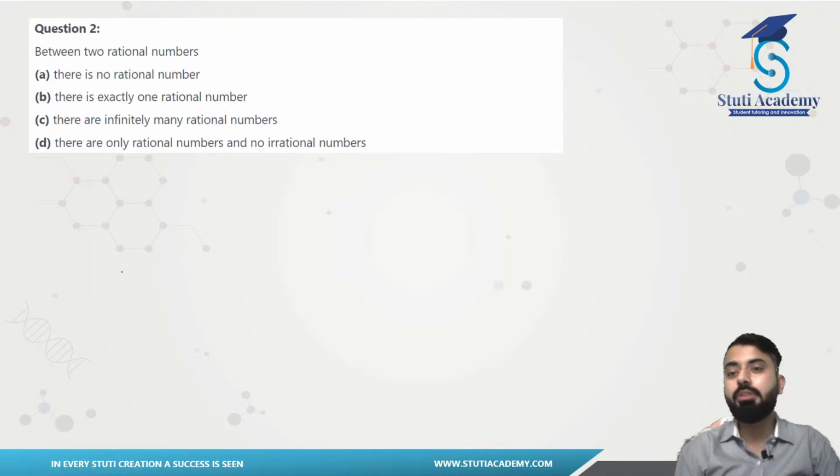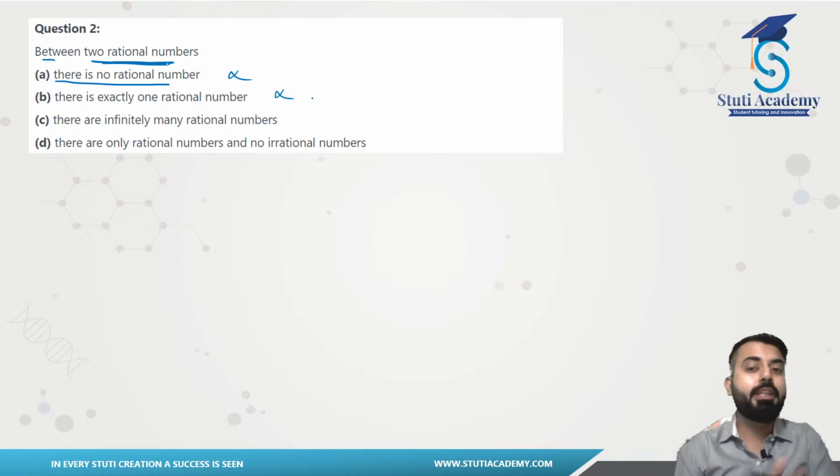Now coming to our second question, we have this one. Between two rational numbers, there is no rational number, which is not true, right? We can find out as many rational numbers as we want. You guys remember that we had found out many rational numbers. So there is exactly one rational number, which is also not true. I can find out as many rational numbers as I want. There are infinite many rational numbers. This can be true for the sake of argument here.